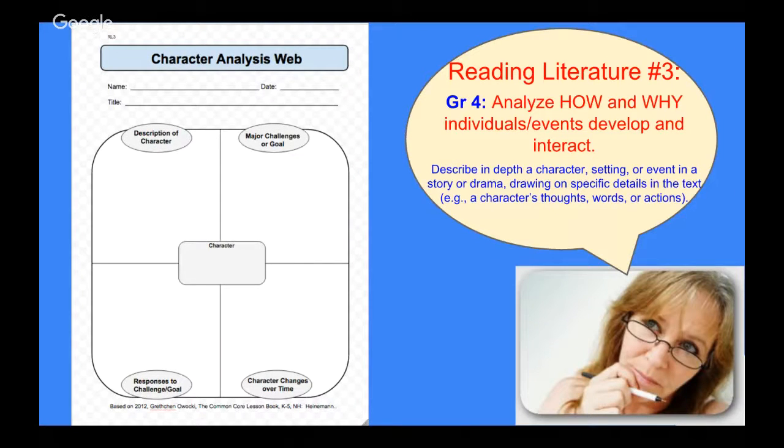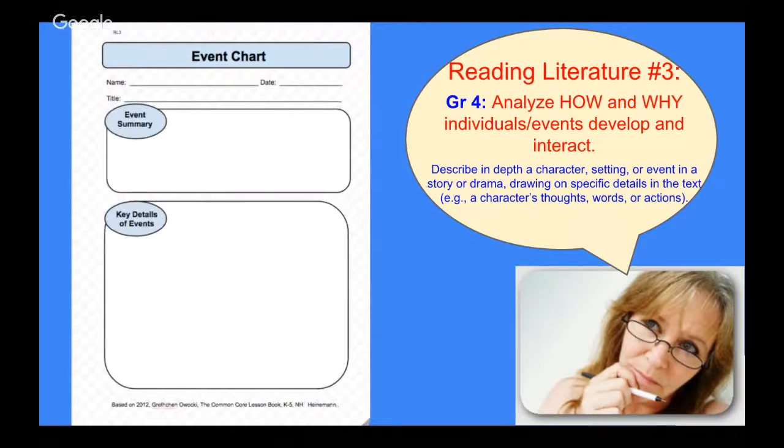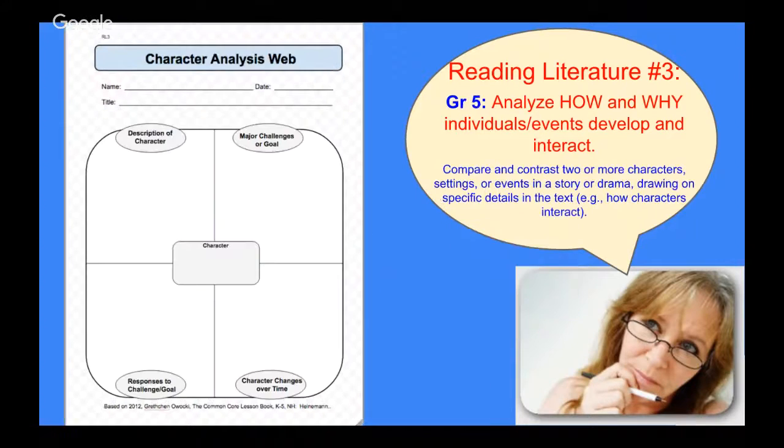Grade 4, now students are describing in depth either a character, a setting, or an event in a story or play, and they are able to draw on specific details from the text, like the character's thoughts, his dialogue, his words, and his actions. This is deep. And there are a number of different graphic organizers. Grade 5, now you're contrasting and comparing two or more characters, two or more settings, or two or more events in a story or play, and again, drawing on the specific details of the interaction between those characters.